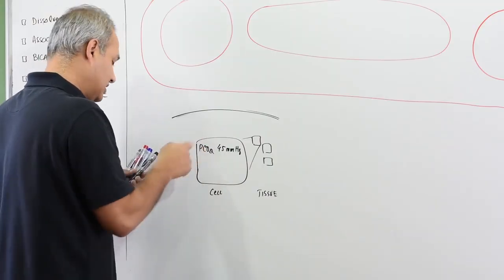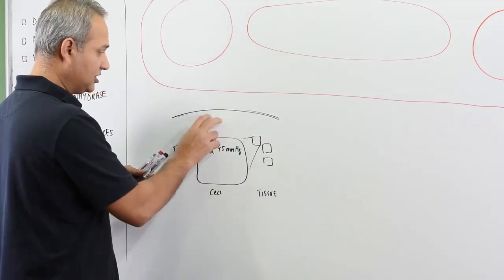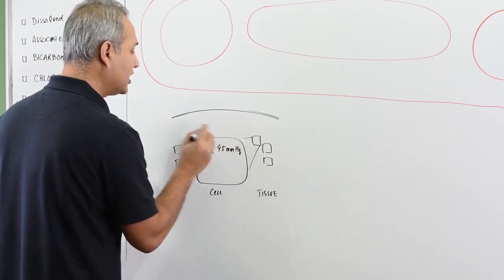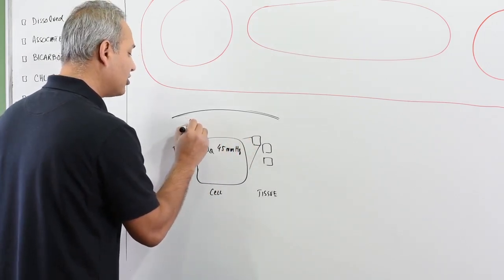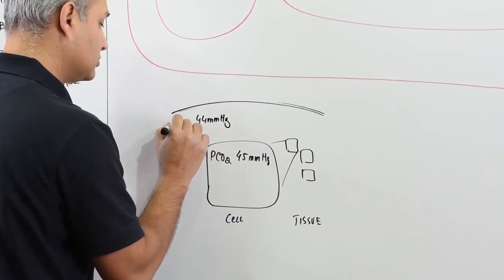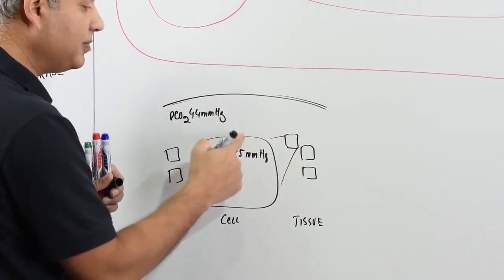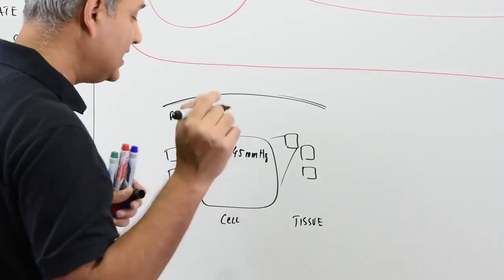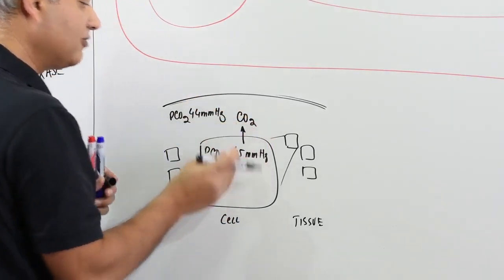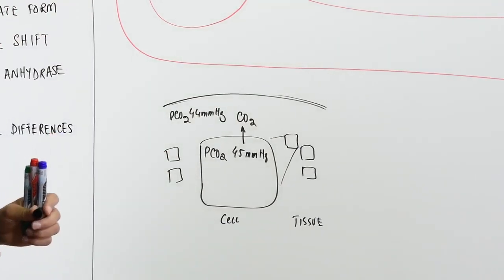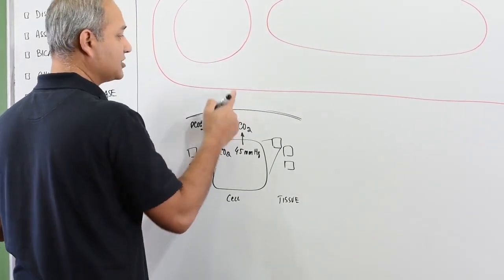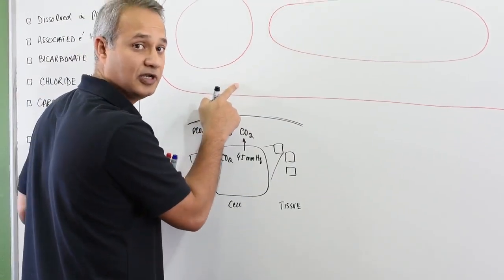Then the carbon dioxide diffuses outside into the interstitium. Interstitial pressure is usually about 44 millimeter of mercury. So just 1 millimeter of mercury difference is sufficient to allow carbon dioxide to move out of the cell and diffuse into the interstitium. From the interstitium then, this carbon dioxide is going to go into the blood circulation system.